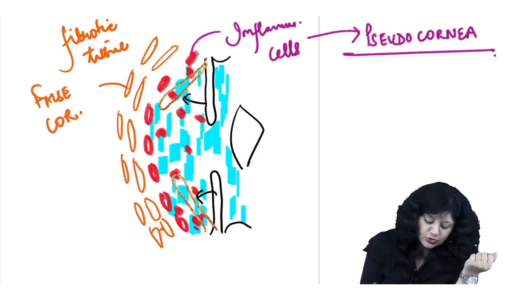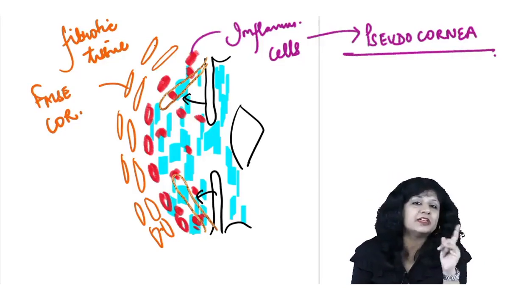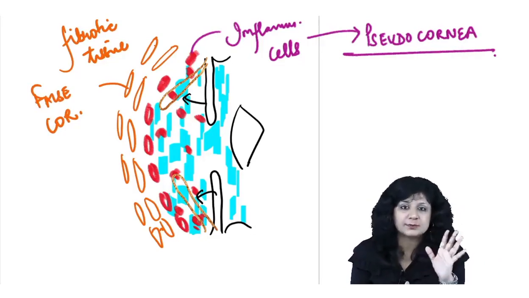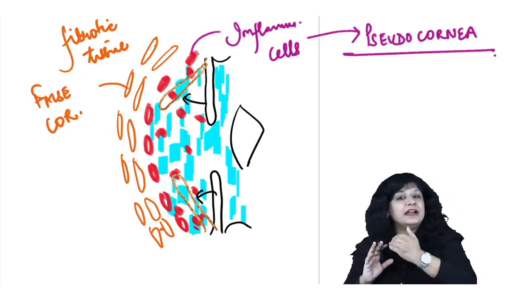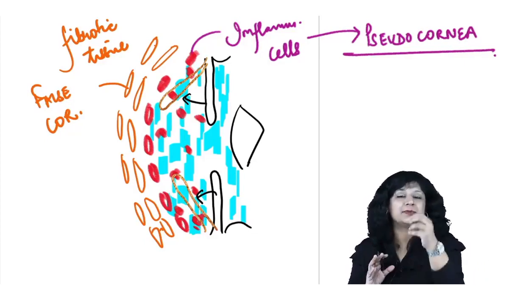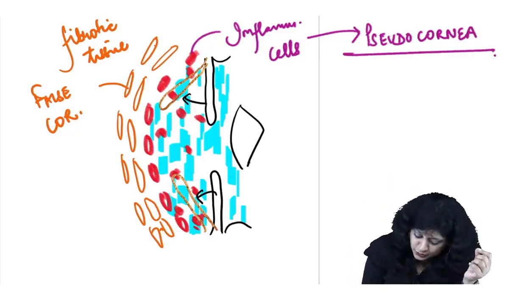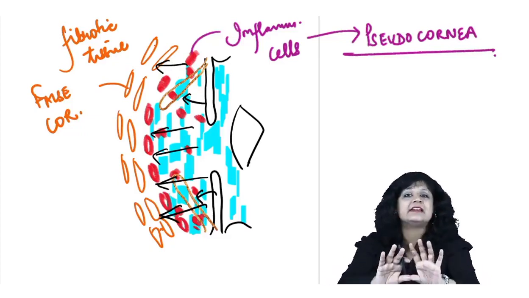Now the words pseudocornea and false cornea, as I told you before also, can be used interchangeably, not a problem. So what is happening now? The pressure is building, because there are more and more inflammatory cells present inside the aqueous humor. So what is going to take place? This all is pushing this material anteriorly like this.